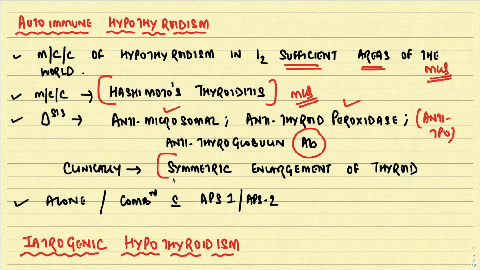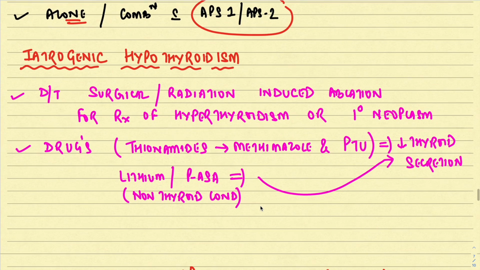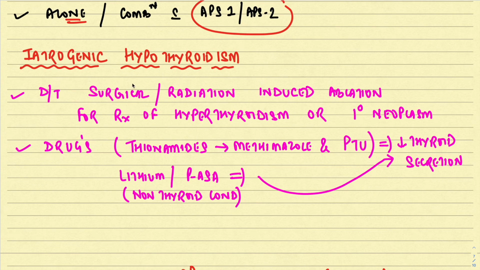Clinically very important, they show symmetric, diffuse enlargement of the thyroid gland. Now this autoimmune hypothyroidism can either present alone or in combination with autoimmune polyendocrine syndrome type 1 and 2. Thirdly, we have iatrogenic hypothyroidism, where it occurs because of some surgical procedure or radiation-induced ablation. Why has it been done? As a treatment of hyperthyroidism or for managing any primary neoplasm of the thyroid.